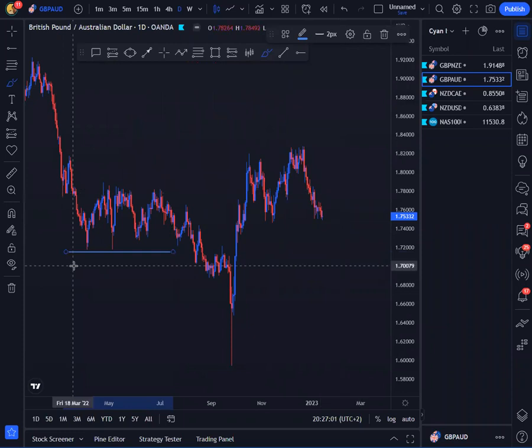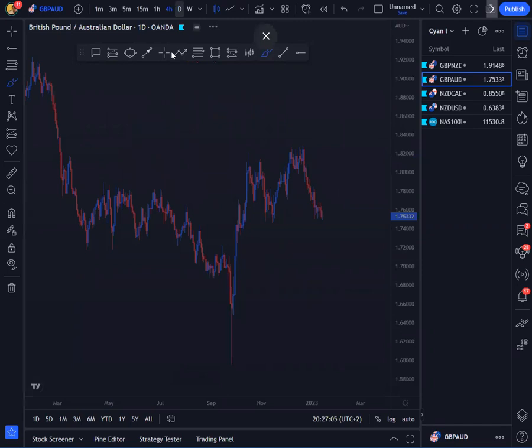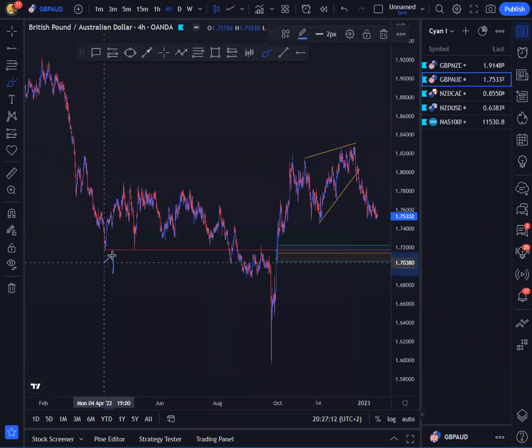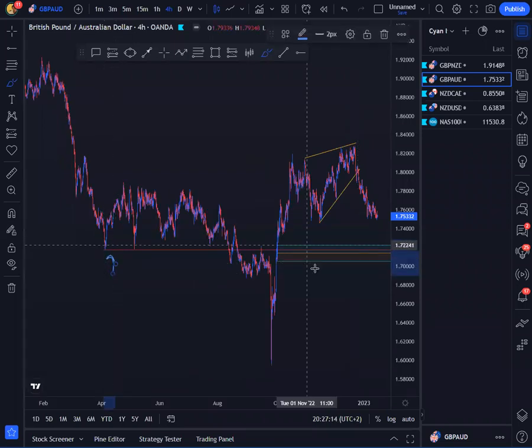Why is this stuff not loading here on my charts? The analysis is not loading. Oh, there it is. Cool.